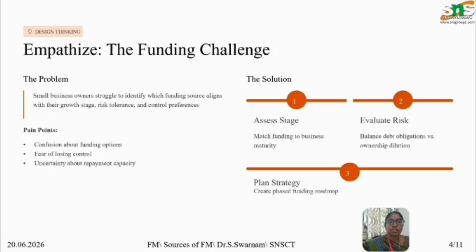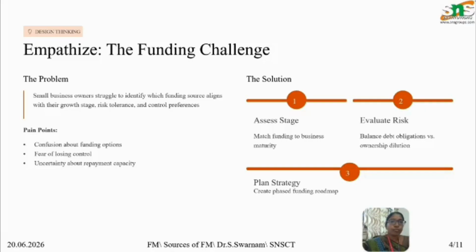Before starting with today's topic, we shall have a small empathize about the topic. The problem is that all businesses struggle to mobilize their finance, whether at the time of introduction, at their growth stage, or in their regular process. In some cases the company might have difficulties mobilizing money, so obviously the company should have some sources to mobilize it. The pain points are that the company might have confusion about the funding options, some fear of losing control, and the third pain point is uncertainty about repayment capacity.